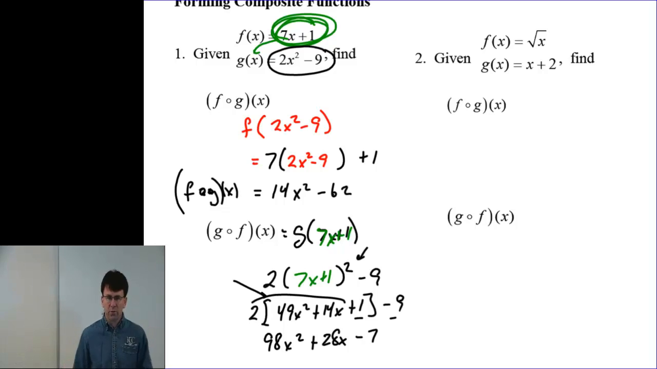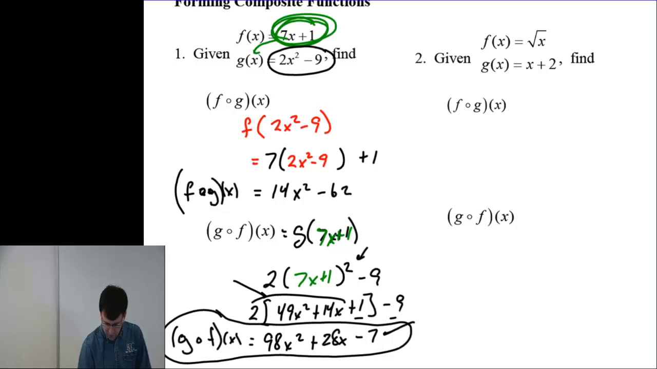The common mistake here is then for students to try and set this equal to 0 and try and factor it. This is actually the simplified form of it. Factoring is actually unsimplifying. This is the simplified form of G composed with F. Let's clean that up. Let's make it nice and pretty so we can actually read it and it looks really good. This is the result of G composed with F of X right here. That is your answer, and that's what we're going to have.